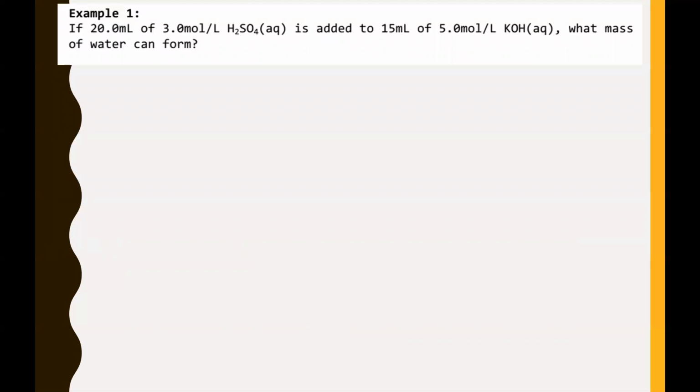We're going to do this example here on the next page. If 20 milliliters of 3 moles per liter H2SO4, that's sulfuric acid, is added to 15 milliliters of 5.0 moles per liter KOH, it's potassium hydroxide, a very common base, what mass of water can form? Step 1, guys, write your chemical equation, right?